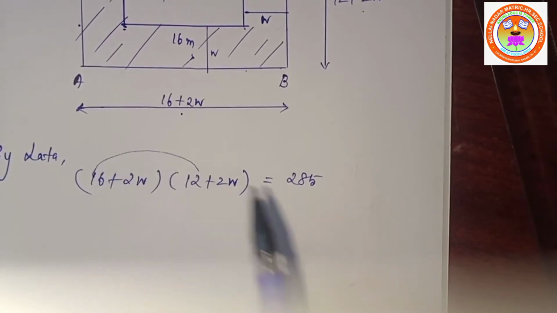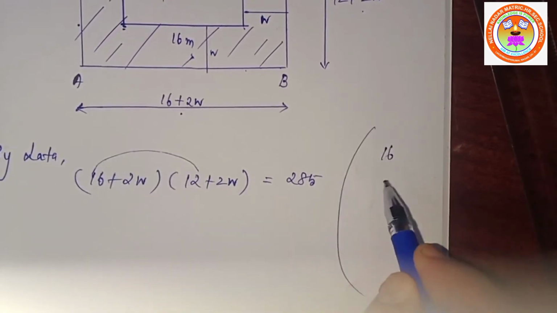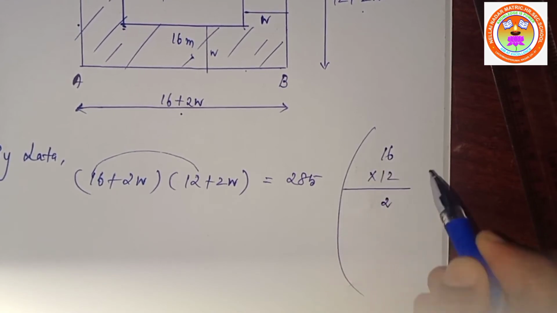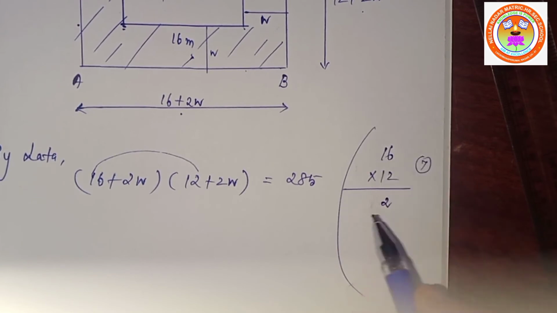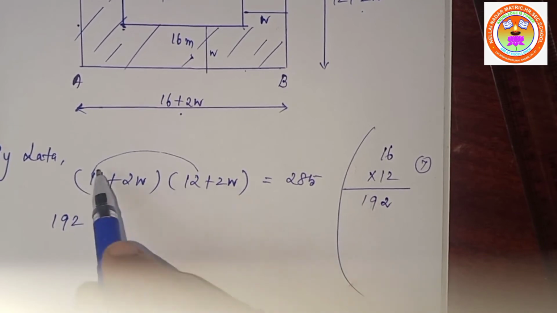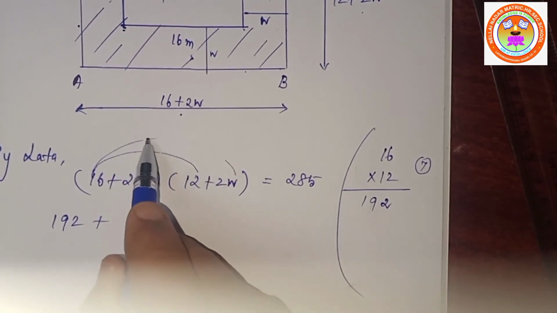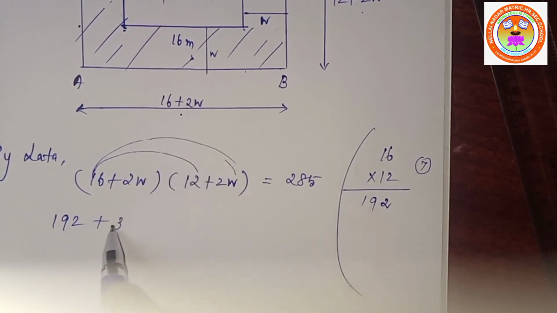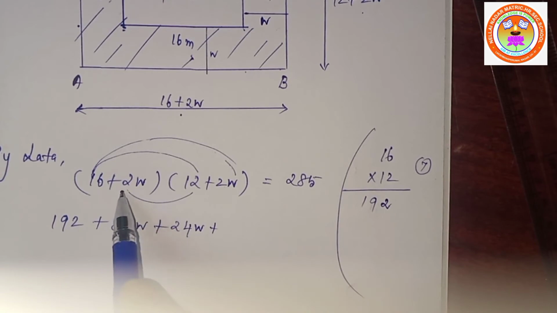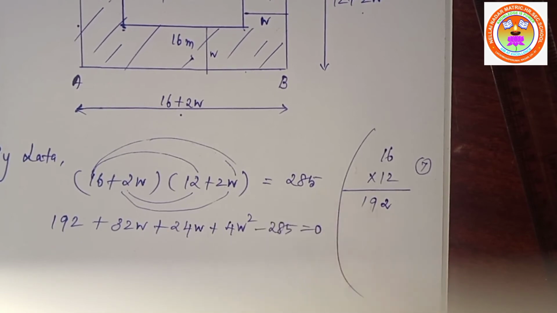Multiply 16 into 12. I do the calculation here. 16 into 12. 12 6s are 72. Balance 7. 12 ones are 12 plus 7 is 19. So 192. 16 into 2W, that is equal to 32W, plus 2W into 12, that is equal to 24W, plus 2W into 2W, that is equal to 4W square. Then 285 comes to the left hand side, minus 285 equals 0.